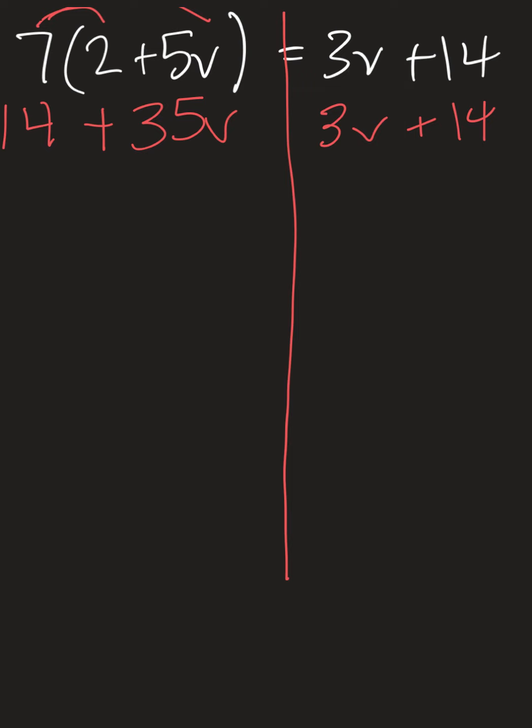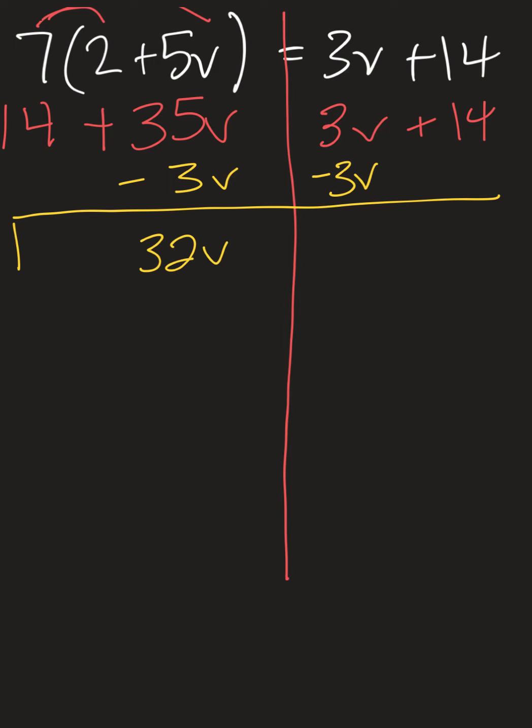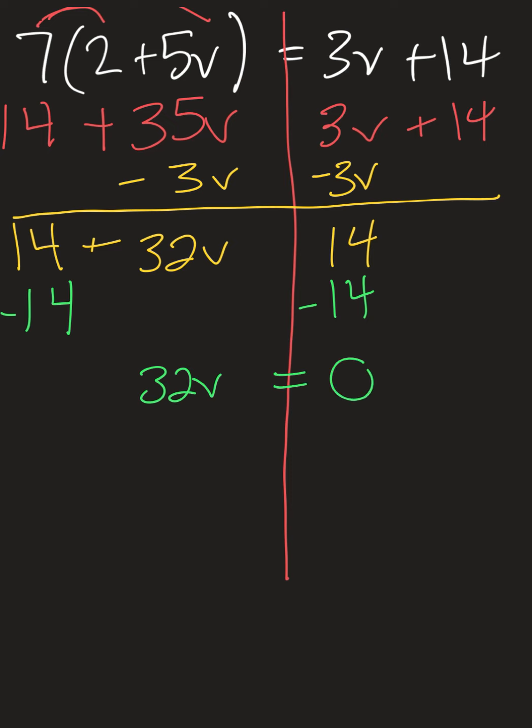Now I'm going to move all of my variables to one side because I don't have any like terms on the same side of my equation. So I'm going to move my 3v to the other side because 3 is smaller than 35. I end up with 32v, and of course 14 is still over here. And I have 14 left on the right. Now I'm going to remove that 14 from both sides by subtracting because 14 is currently being added. And I get 32v equals 0.